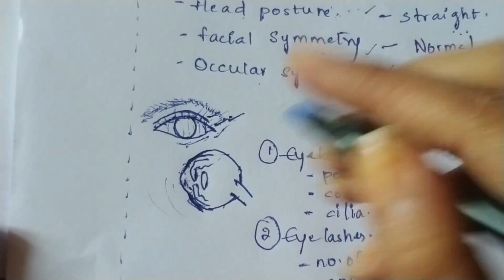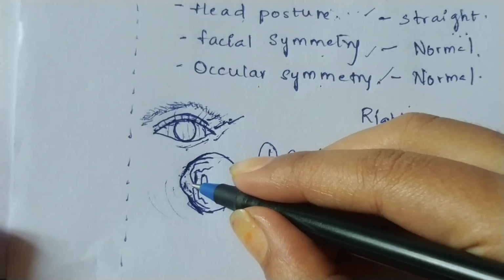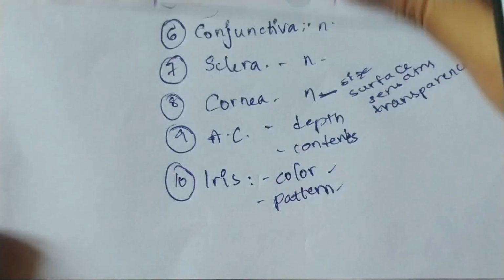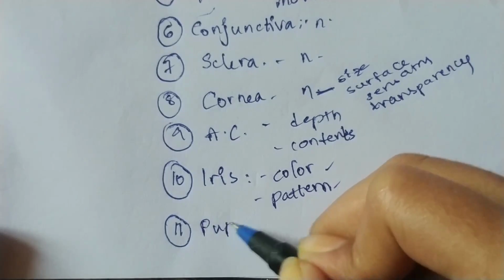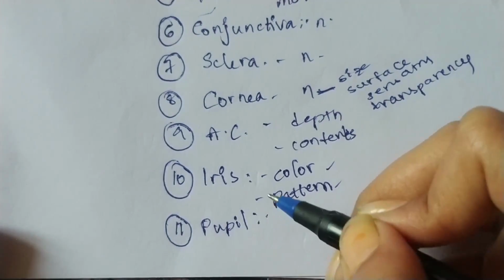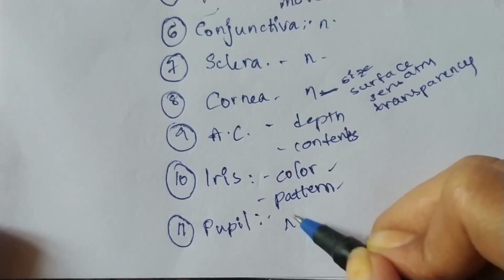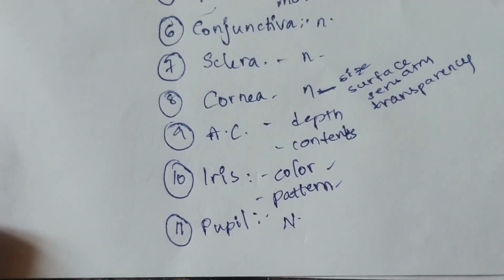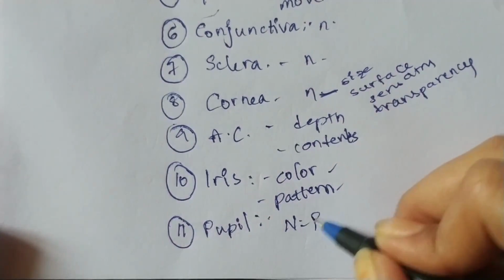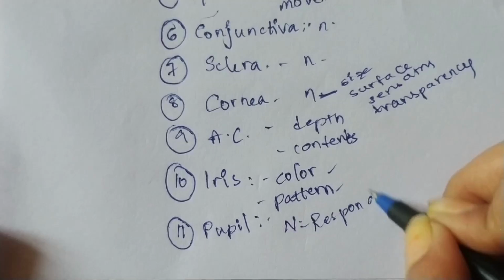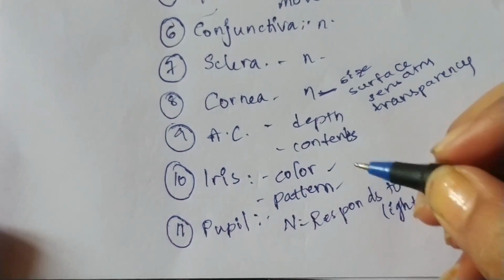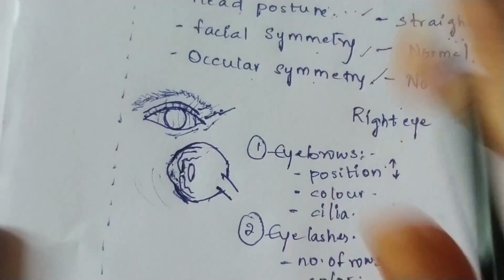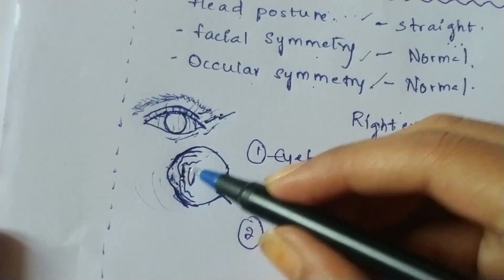And then in between these two iris, what is this? This is called pupil. You will see if it is normal or not, and also if it responds to light or not. That is pupil. And then we completed up to here.